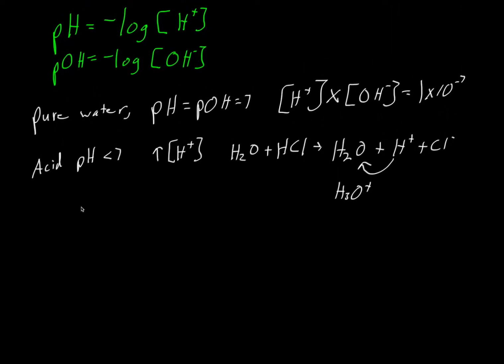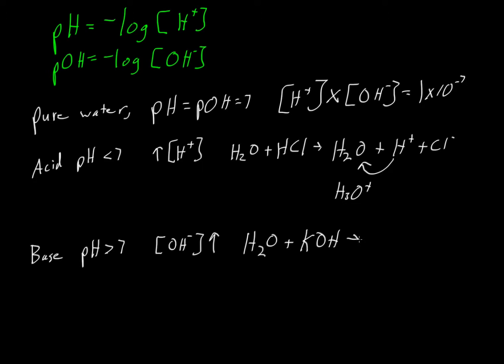Conversely, if we have a base, or the solution is basic, the pH is greater than 7. Anything that causes our hydroxide concentration to go up is basic. So in this case, we'll take something like potassium hydroxide, KOH, and add it to water. And there you'll get H2O plus K plus OH minus. So whenever our concentration of OH ions goes up, that's going to cause our pH to increase, and the solution will become basic.